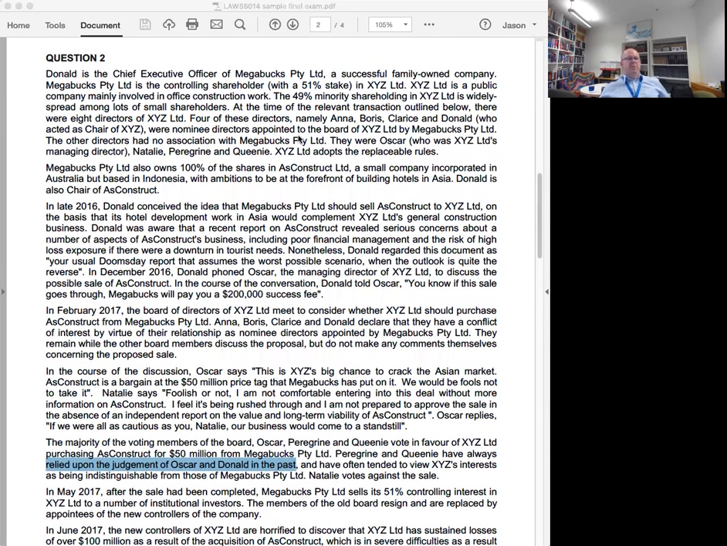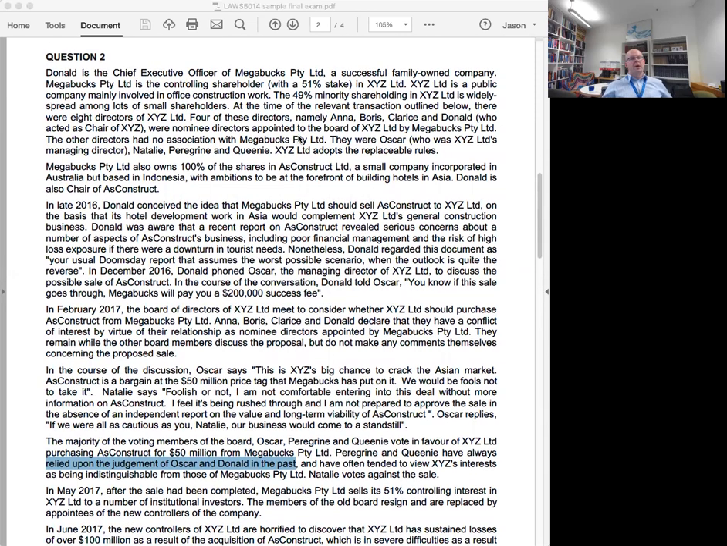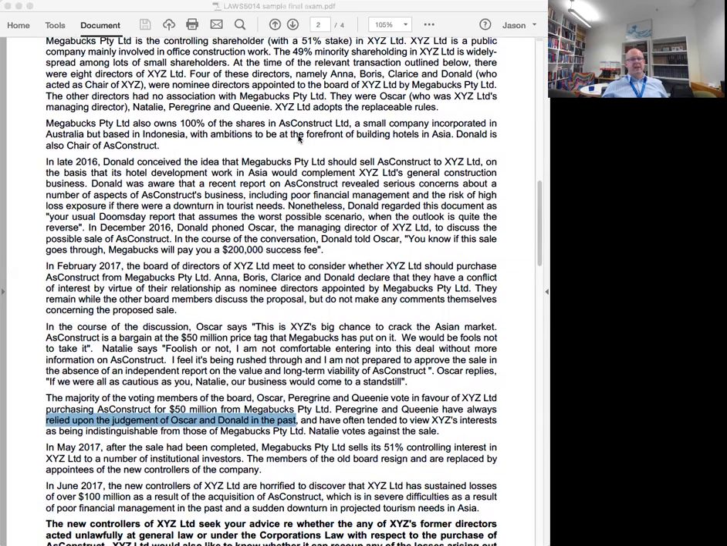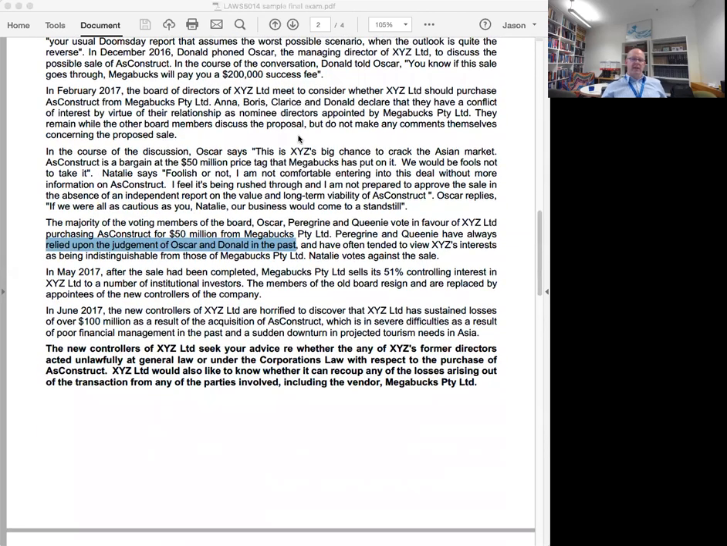Now, the problem there is we don't know. Well, we know that Donald doesn't own any shares in Megabucks. Just being the CEO, is he getting some other benefit out of it? Just sitting on the board of another company, that's not enough for it to be a material personal interest.